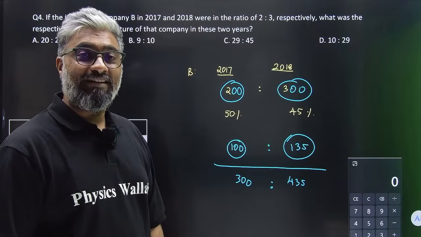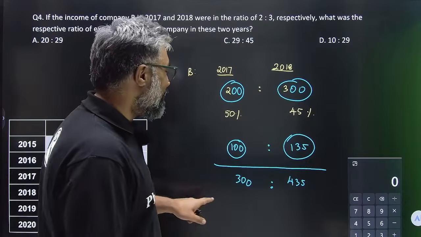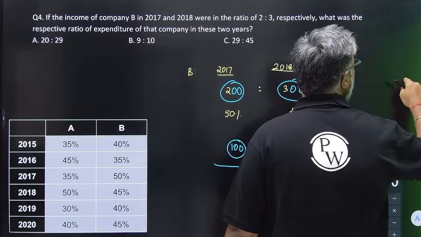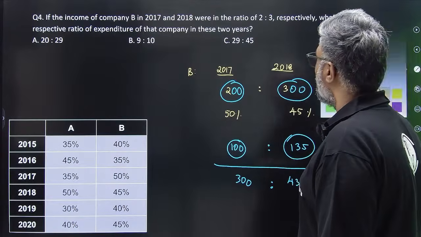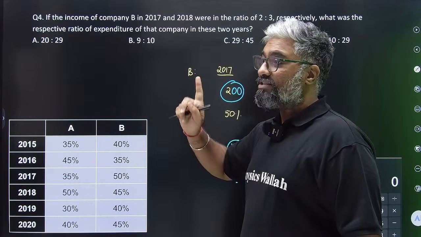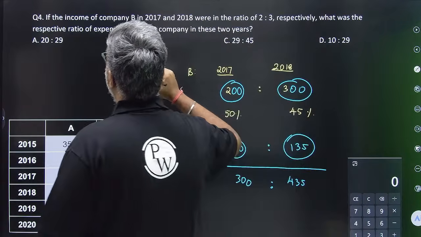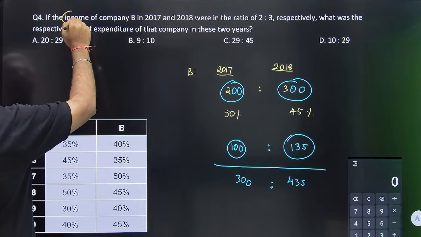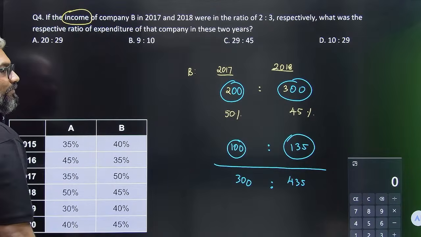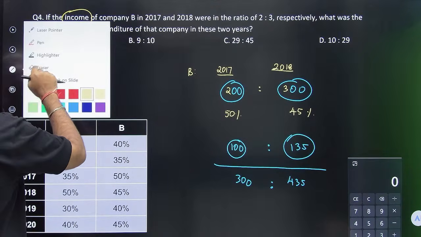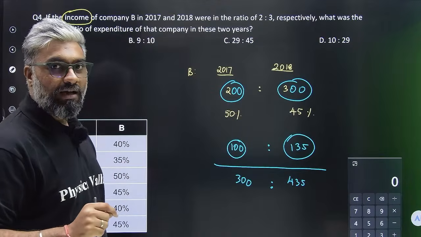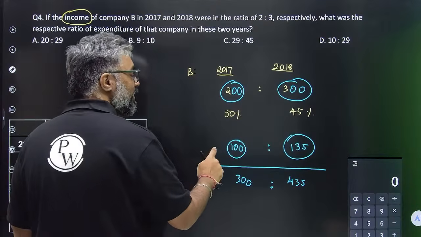Because what have they given us? You have to be patient. What have they given us? They have given us the ratio not of the expenditure like the previous questions. They have given us the ratio of the income. So what we've done is we've made a big blunder here.